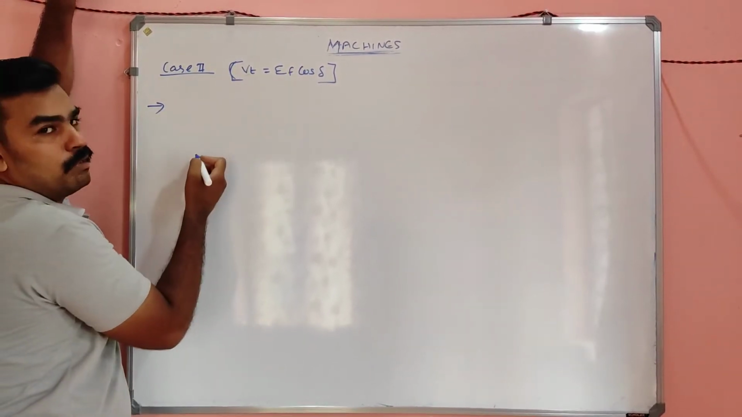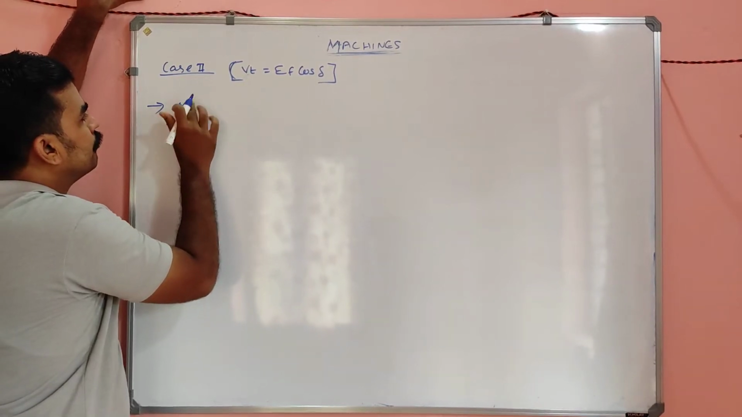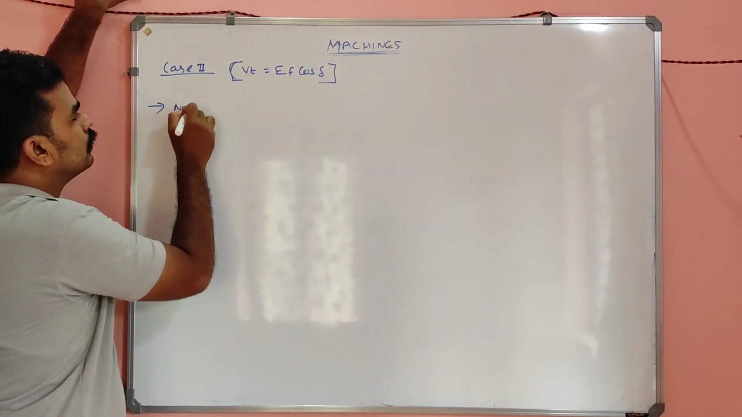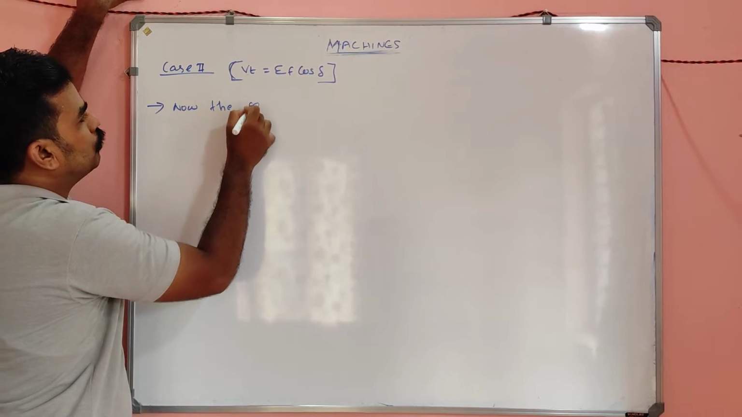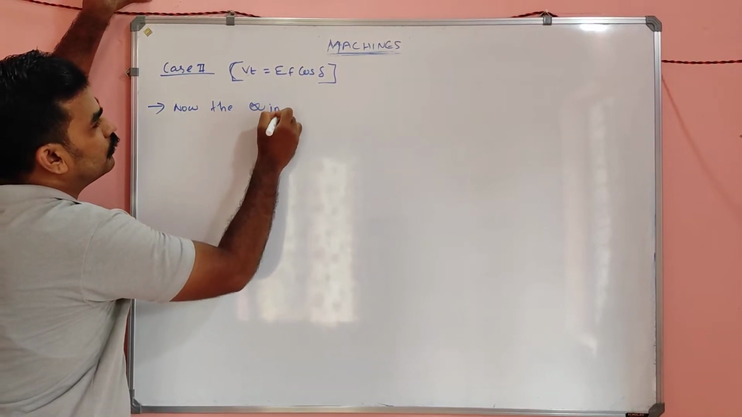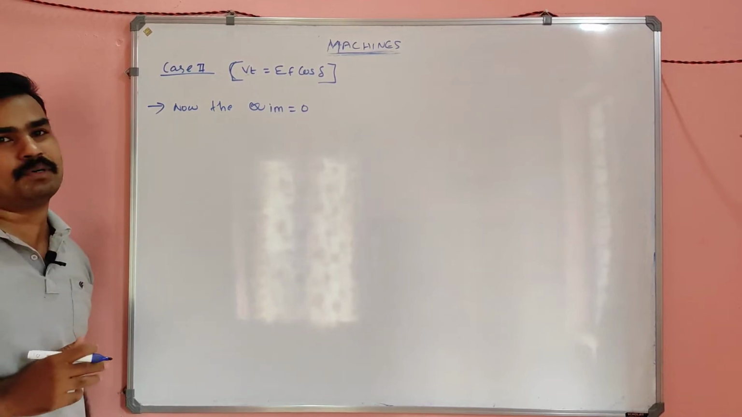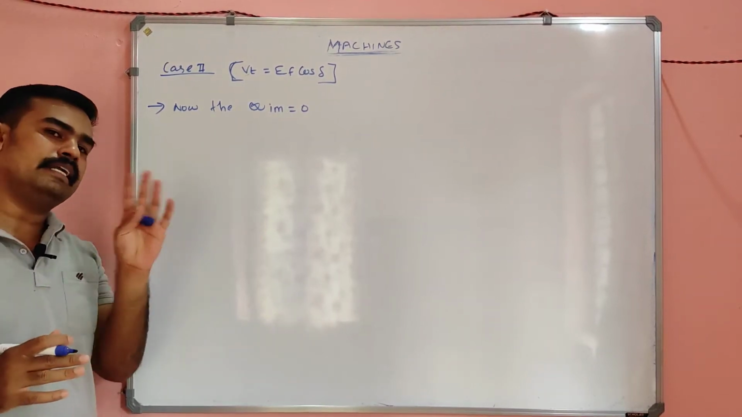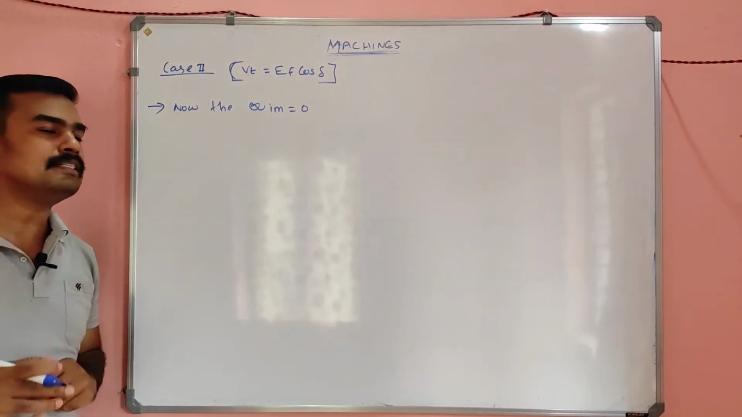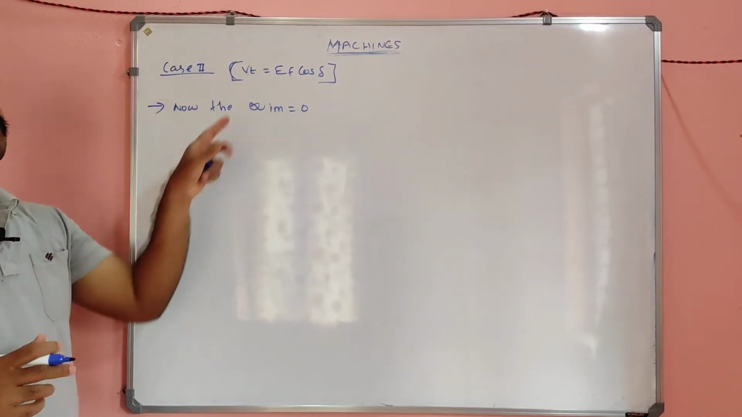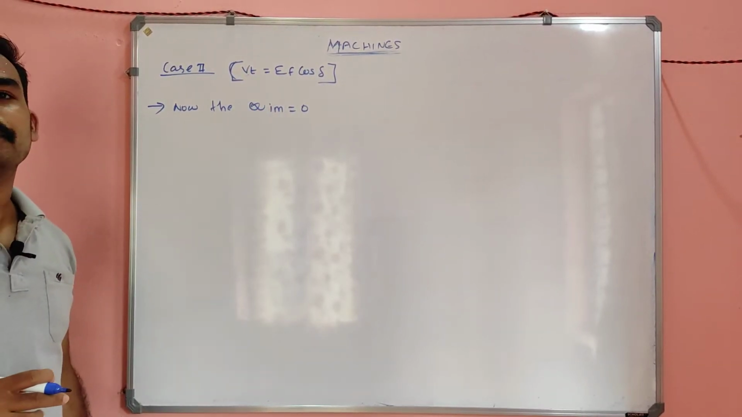Suppose these two are equal, then Q will be 0, because Q is nothing but Vt minus Ef cos delta. There is a term like Vt minus Ef cos delta in Q, right? So if these two are equal, Q input will be equal to 0.